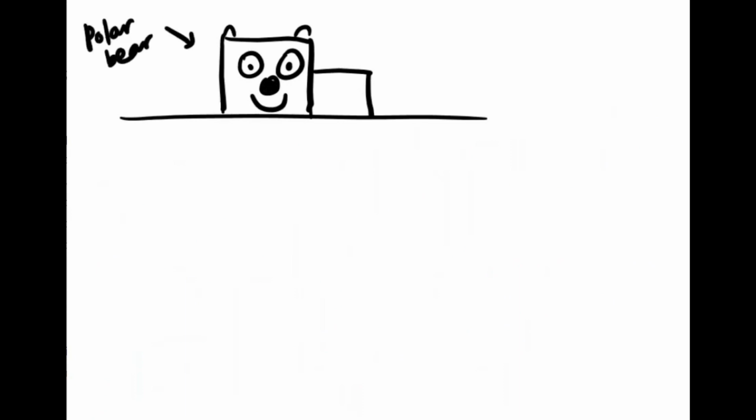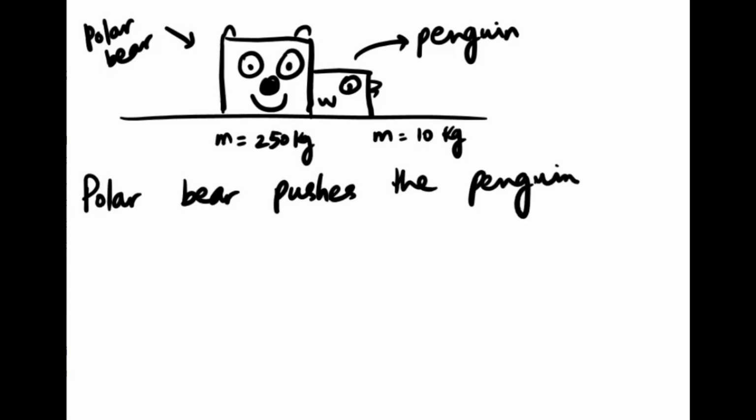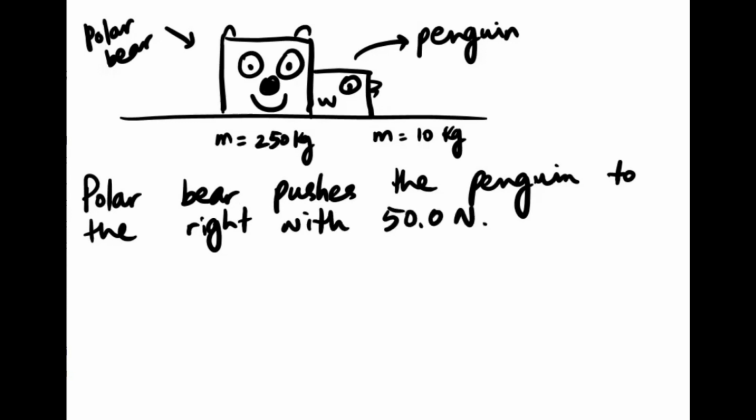Let's say the polar bear is going to apply some force on the penguin. The polar bear pushes the penguin to the right, and it has applied a force of 50 newtons. So let's write it down: polar bear pushing the penguin to the right with a 50 newton force, and the masses are 250 kilograms for the polar bear and 10 for the penguin. Now what is the force on the polar bear?